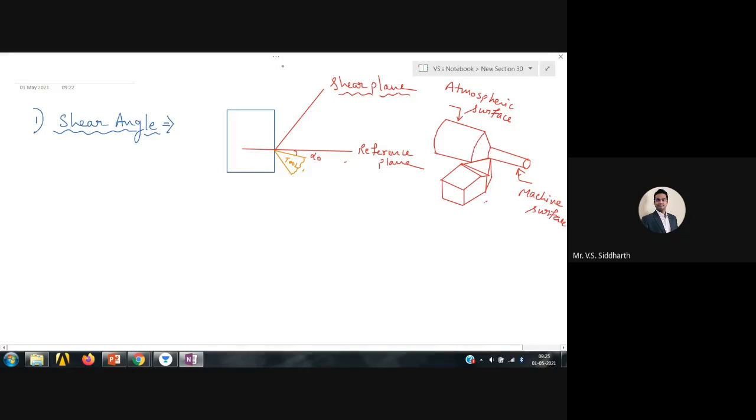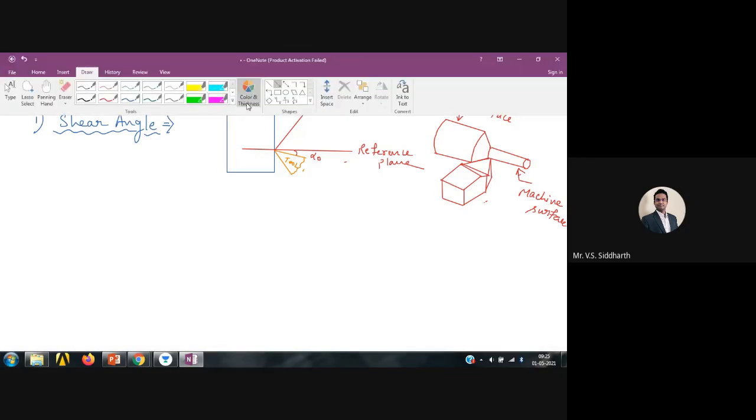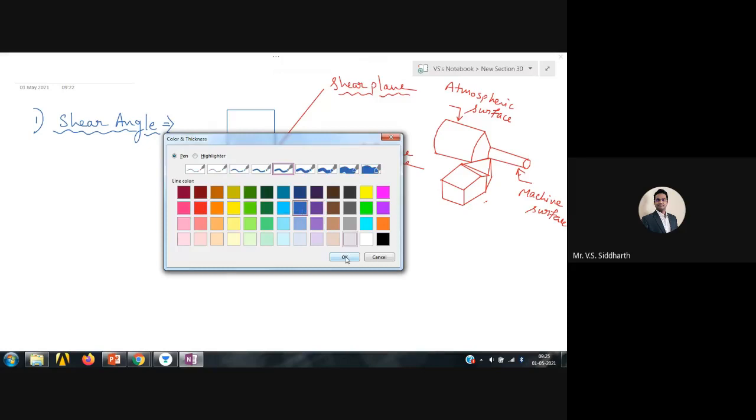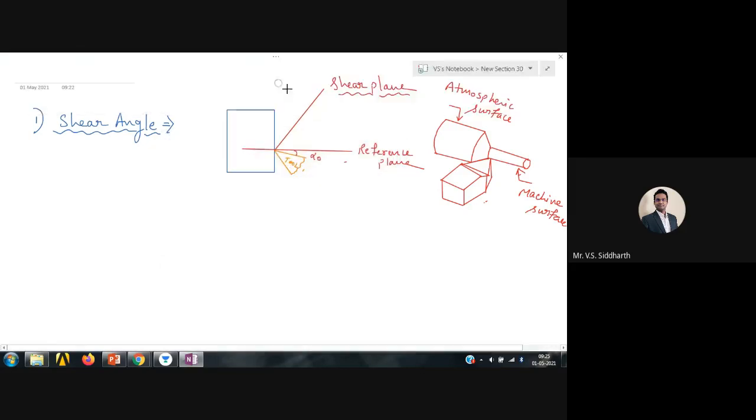Okay. Now the cutting velocity vector is something like this. This is the direction of the cutting velocity vector, which I call VC, or I would say V only. So this V is nothing but the cutting velocity vector, because in this direction only cutting is taking place.